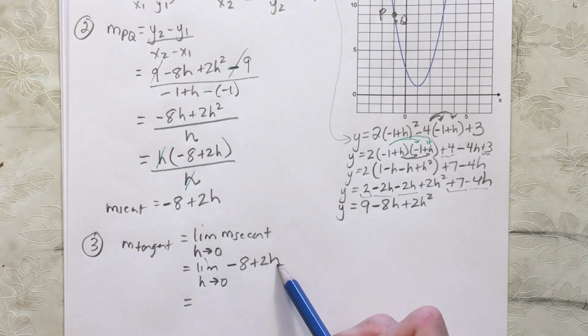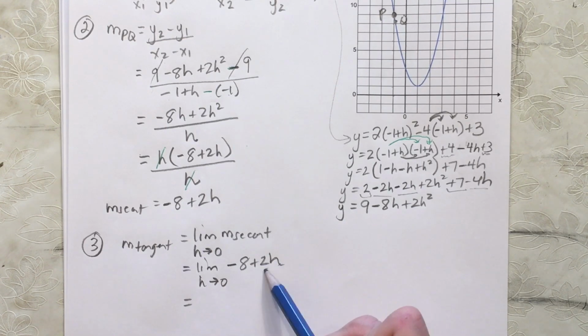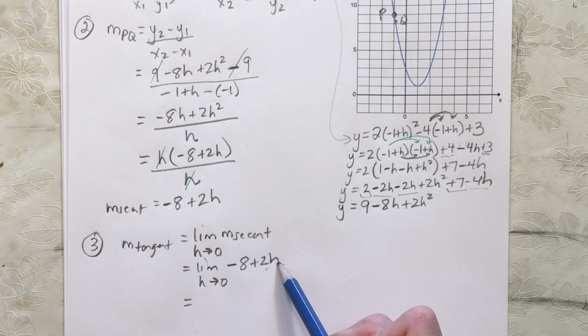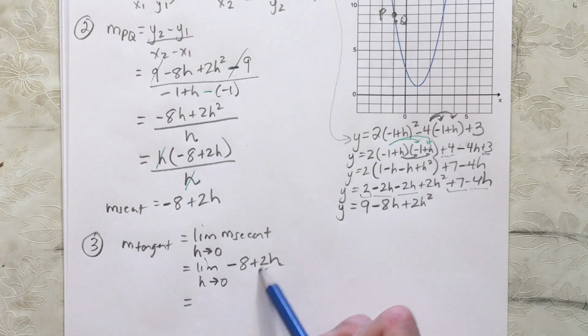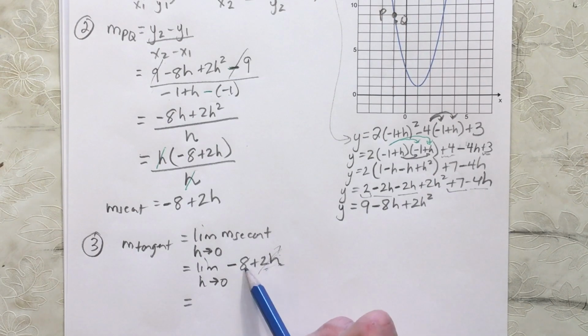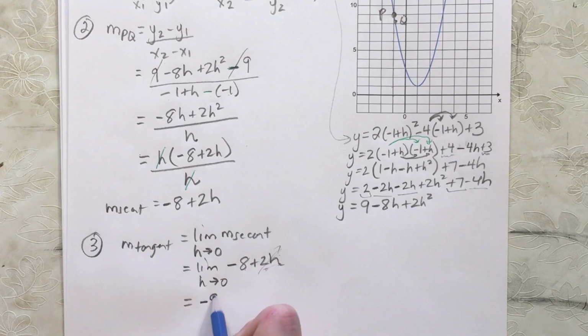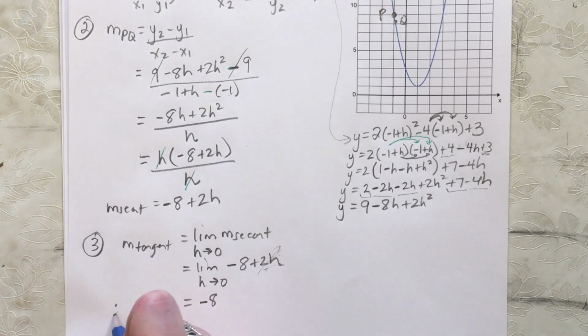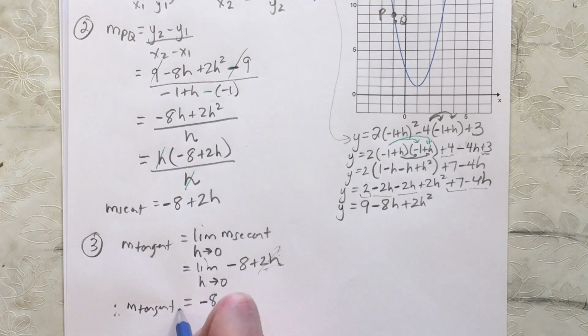So if h is approaching 0, 2 multiplied by something that's very, very tiny, like 0.000000001, that's going to approach 0 as well. So this term's going to approach 0. So if I take the limit as h approaches 0, it's just going to approach negative 8. So that's going to be my slope of my tangent to the curve at that point.